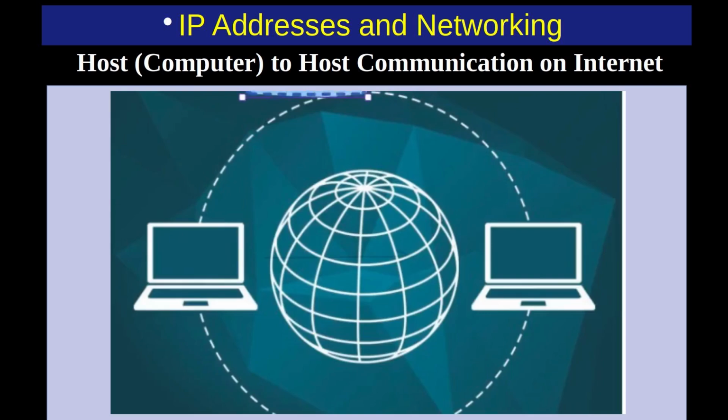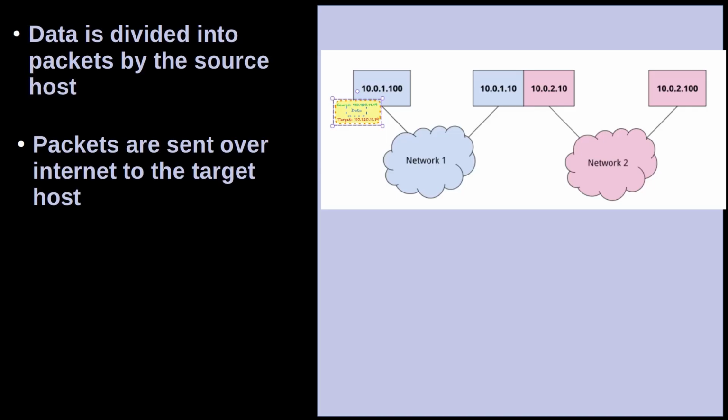A computer somewhere in the world needs to communicate with another computer somewhere else in the world. Usually, computers communicate through the internet. The data is divided into packets by the sender and sent over the internet. These data packets transmitted by the sending computer may pass through several LANs or WANs before reaching the destination computer.